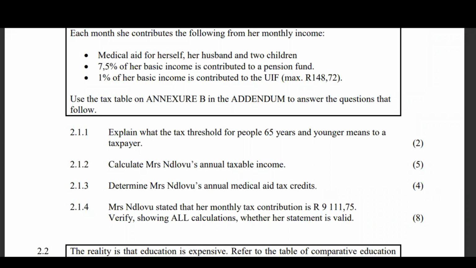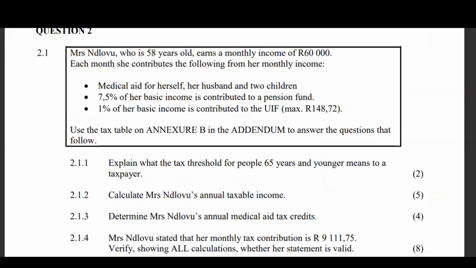Let's look at this scenario here. As I told you, the scenario will always provide you with the age and the salary or income the person gets. Before you do calculation, the amount has to be annual. All right, let's look at this. Explain what the tax threshold for 65 years and younger means to a taxpayer.